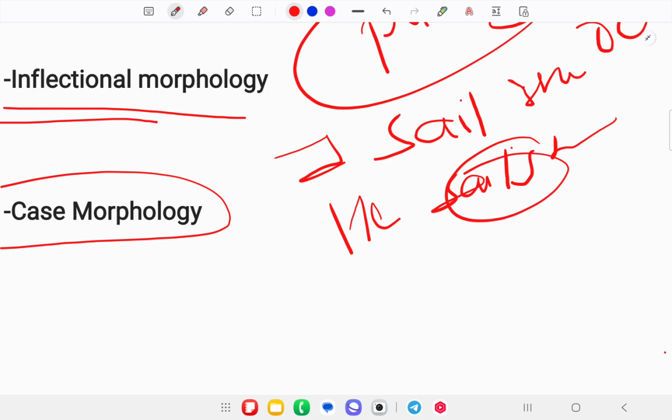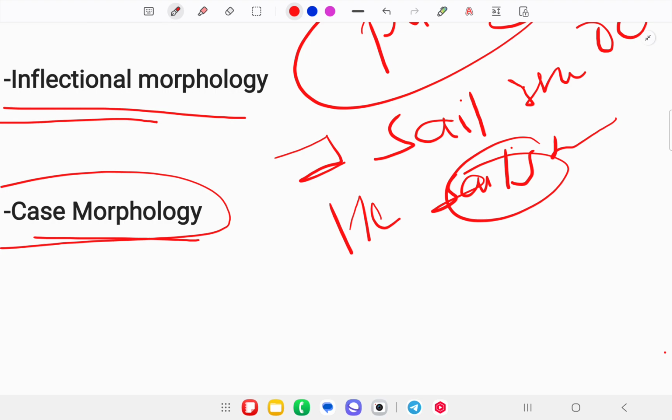When do I talk about case morphology? Case morphology means the grammatical relation of a noun in a sentence is called the case of a noun, and when a case is marked by inflectional morphemes, the process is referred to as case morphology. Okay.